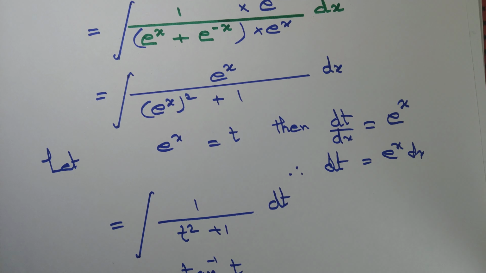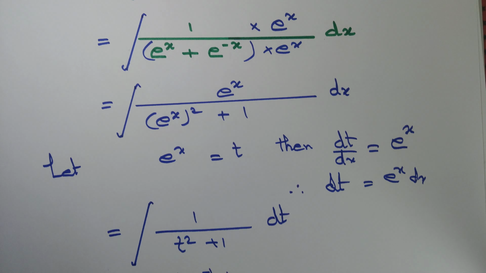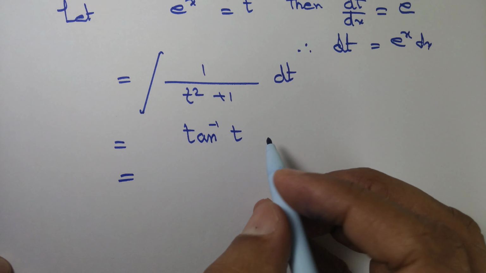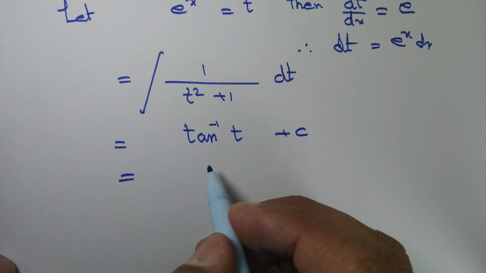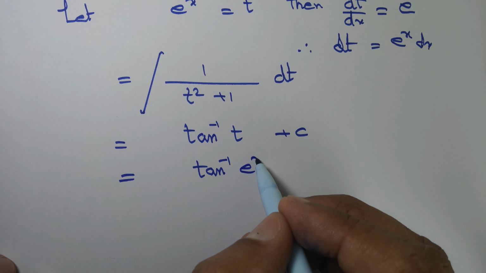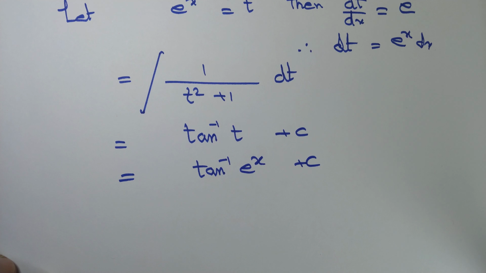In the equation we are having e to the power x, but we are taking t equal to e to the power x, so we replace t by e to the power x, and of course we have some constant of integration. So this integral is equal to tan inverse of e to the power x plus some constant, and we are done.